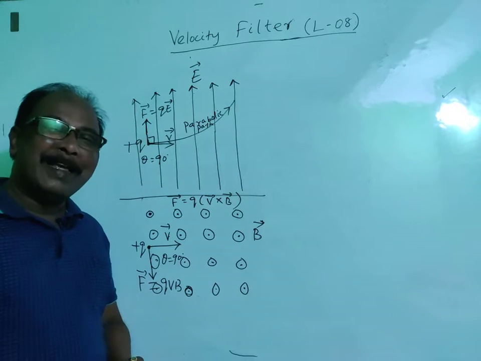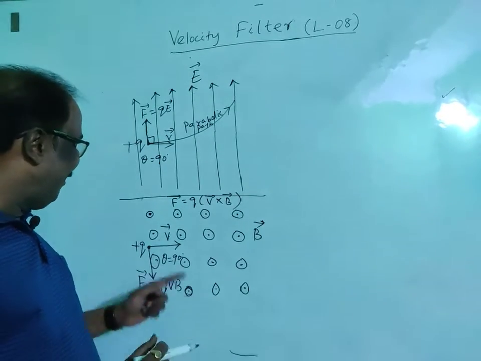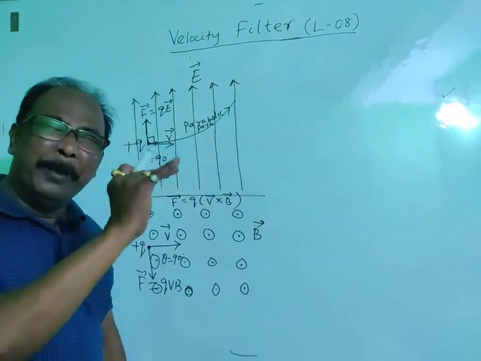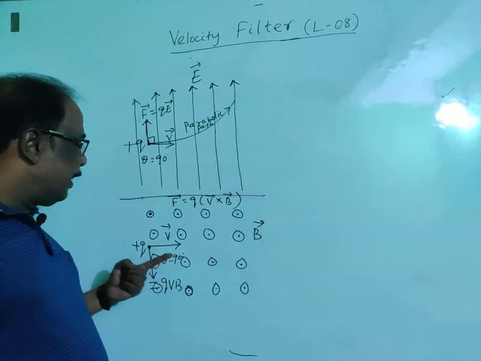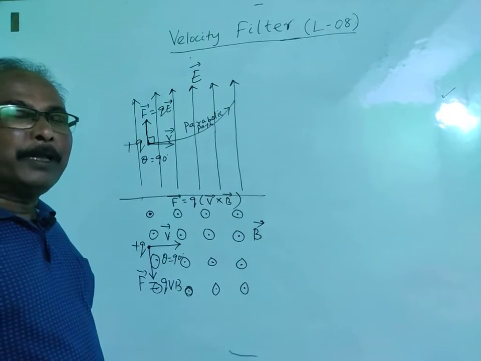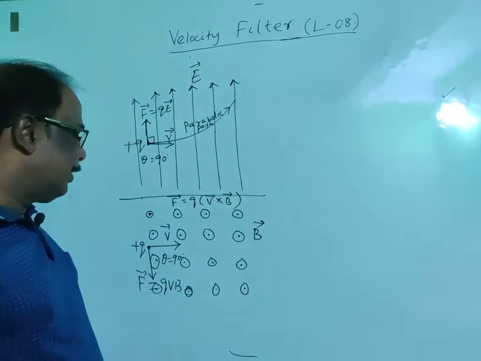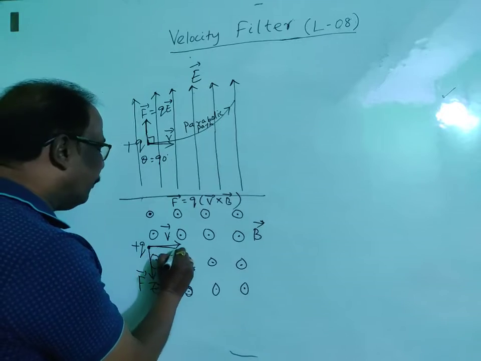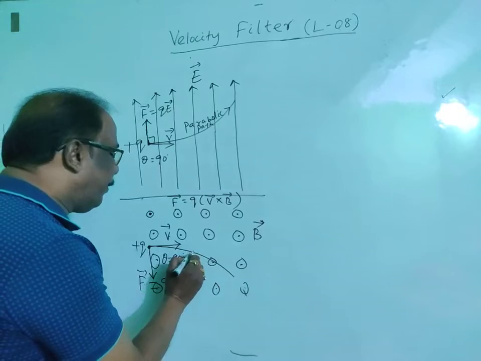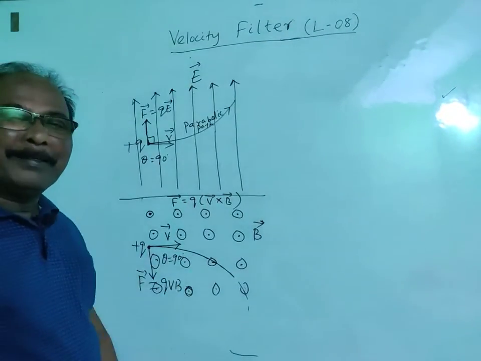The magnitude of force is qvB sin θ, which is qvB sin 90 degrees. If a charged particle is projected perpendicular to the direction of the magnetic field, it experiences a force and the trajectory is circular. Thus, the charged particle will tend to move in a circular path. If there is a magnetic field everywhere, then it will complete a circular path.